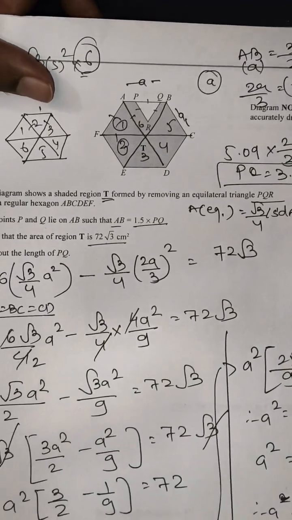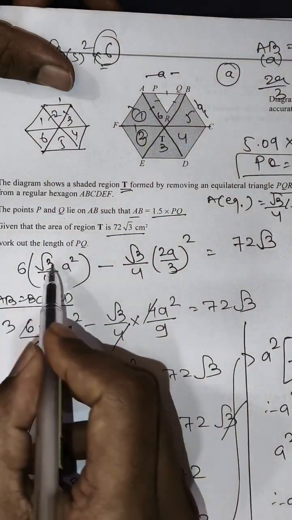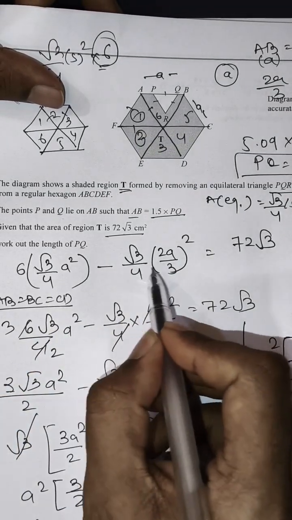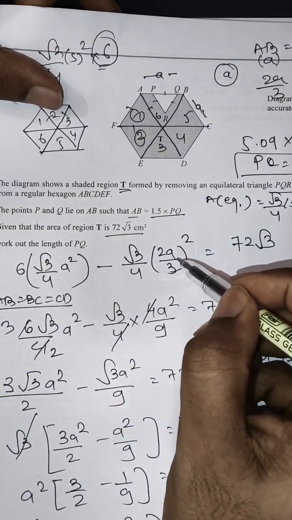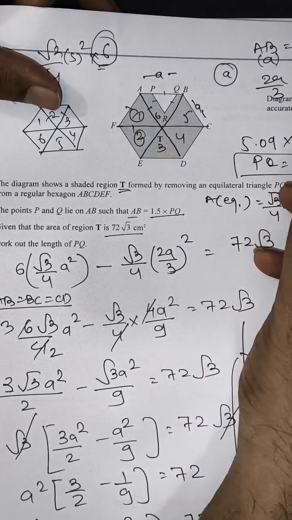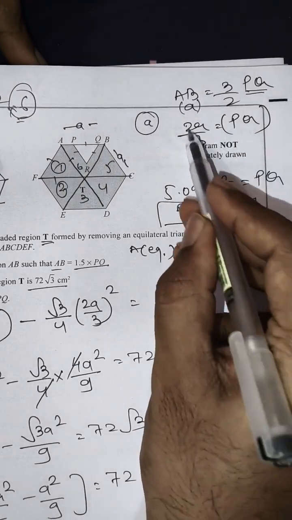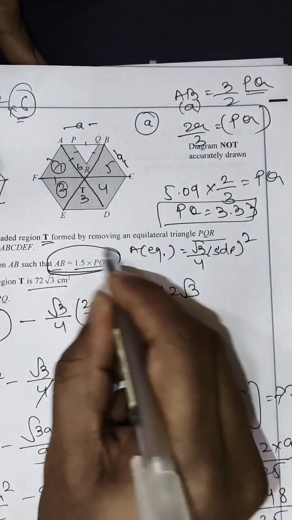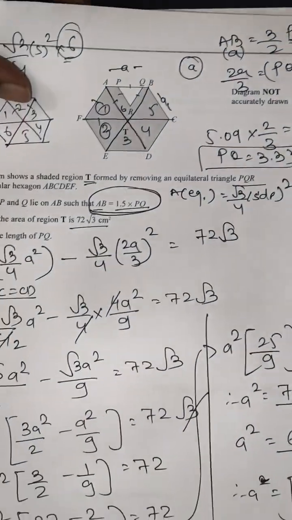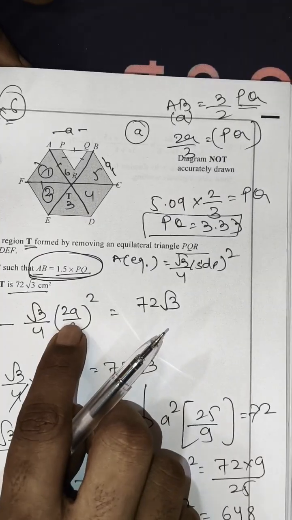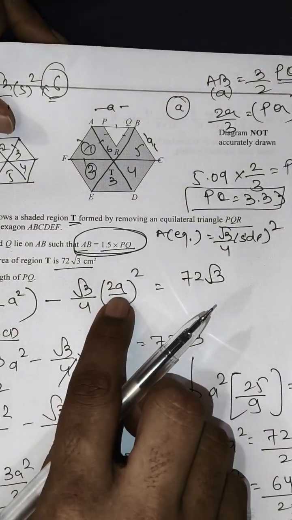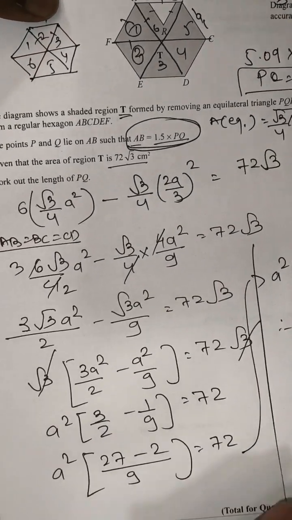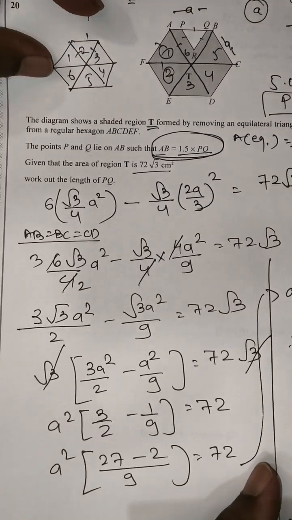How to find shaded region? Shaded region is 6 times root 3 by 4 A square, as I mentioned here in the formula, minus root 3 by 4 into the area of PQ. Now what is PQ? PQ is 2A by 3, which we found out earlier in the sum based on this equation. Correct? So PQ I have written as (2A by 3) the whole square and I wrote it as 72 root 3. Now I am going to fill the gap and just complete the sum.